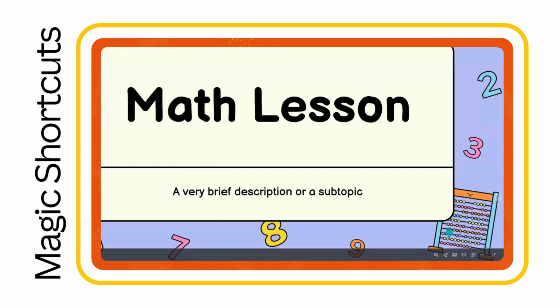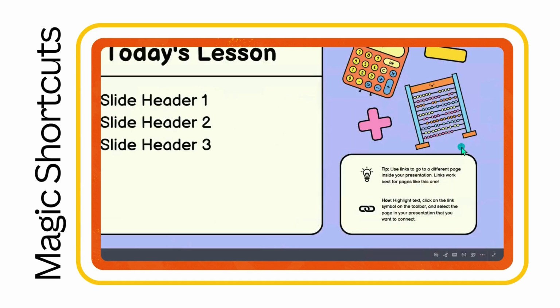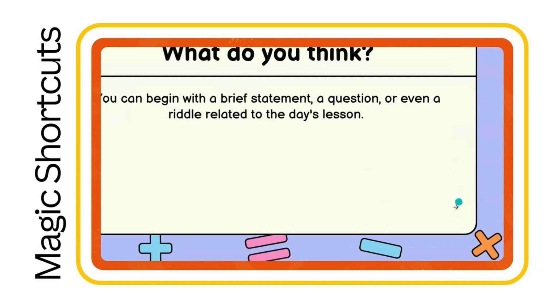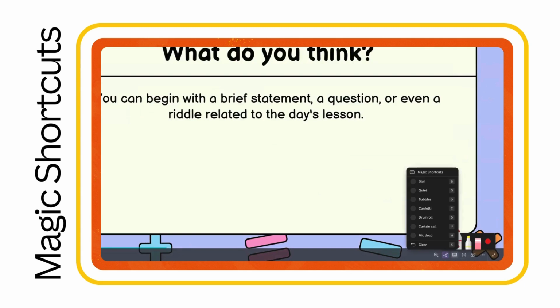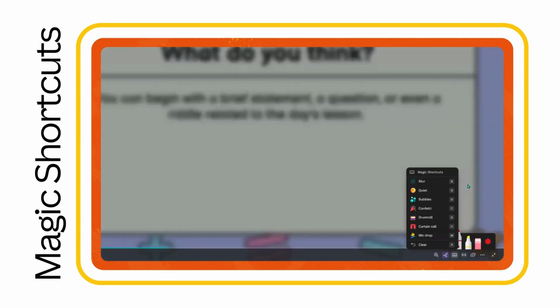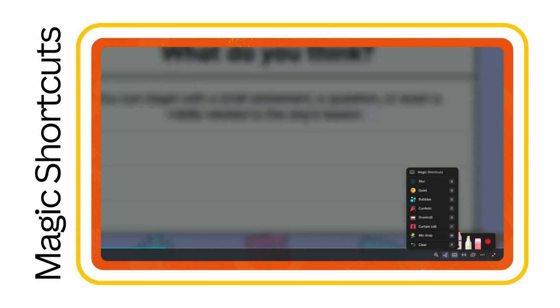Once I'm in full screen, you can find the shortcuts button in the bottom right-hand corner. There's a little floating toolbar right next to the draw icons. So there's my drawing tools, and right next to it, I'm going to find my magic shortcuts. It's going to tell me what each letter represents and how I can use them from within my presentation.